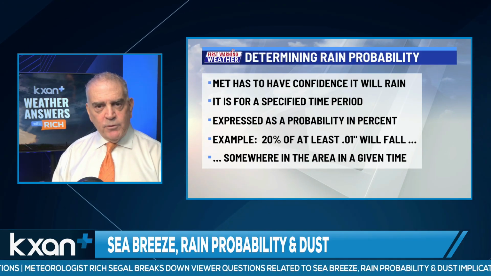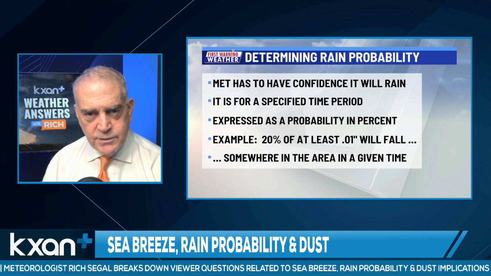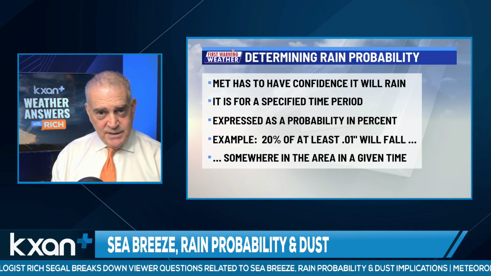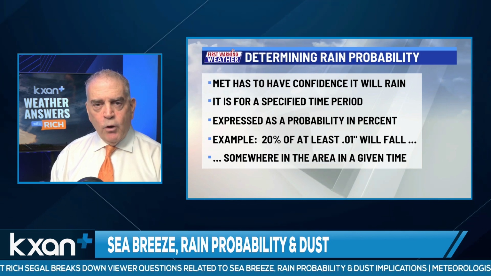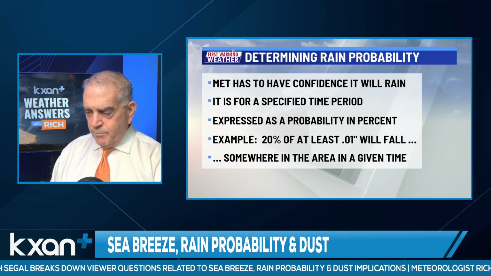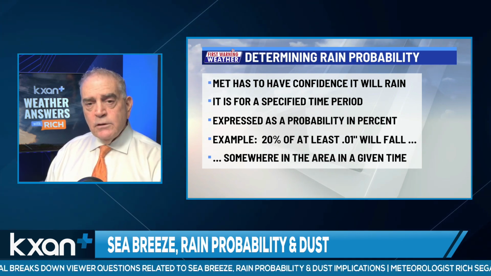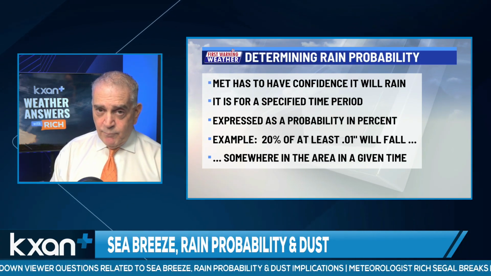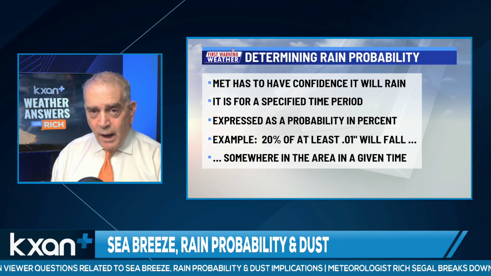So, for example, I have a 20% chance of showers and storms in a forecast for the day. It means that I feel that there will be 0.01 of rain measured in 20% of that given area during the day. Not a trace. It has to be 0.01 or higher.